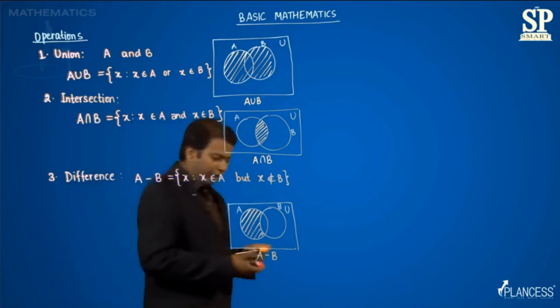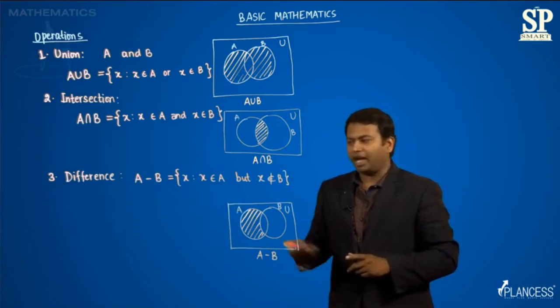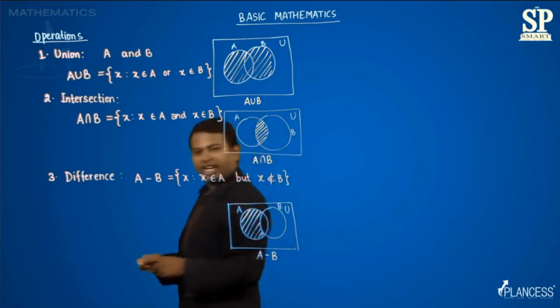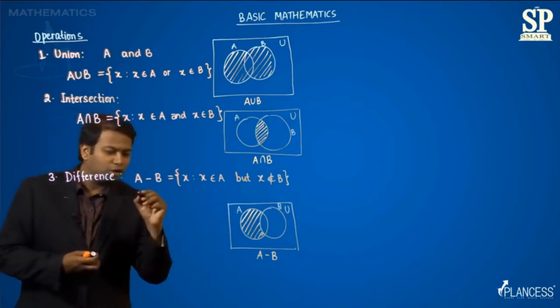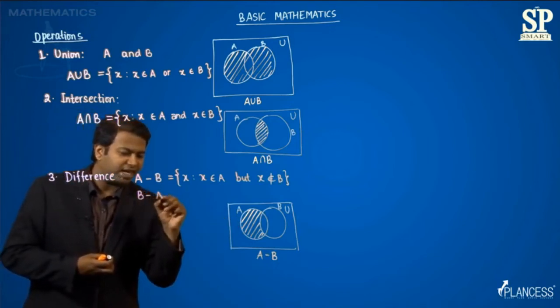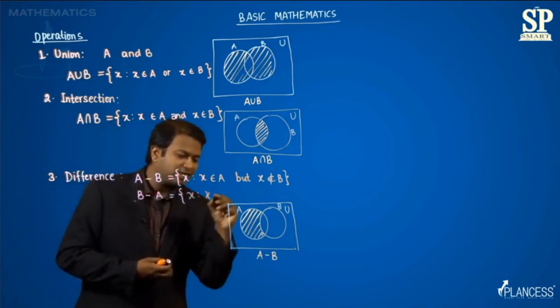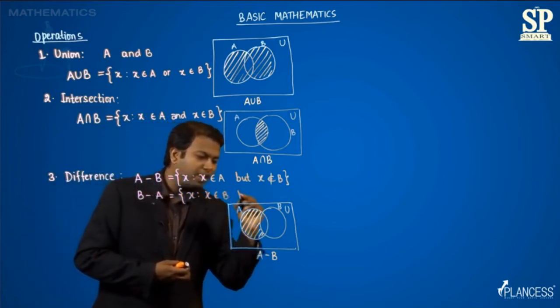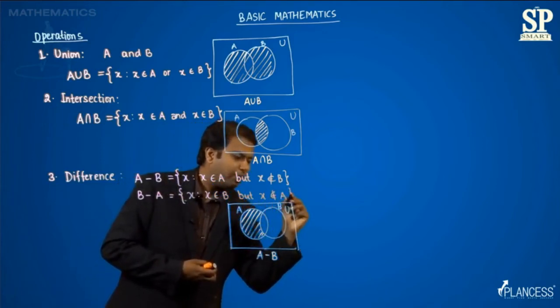Now you might also ask, is B minus A the same as A minus B? So let us check if they are the same. Some of you might have also figured out by now. So B minus A is written as follows. Here X is such that X belongs to B, but X does not belong to A.